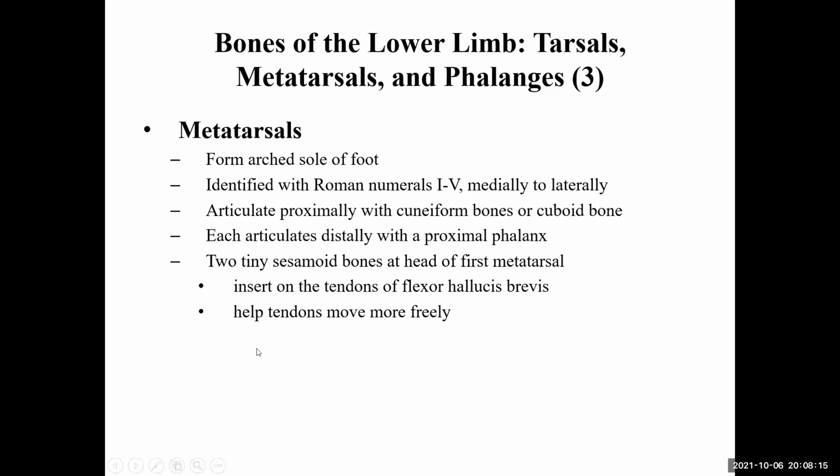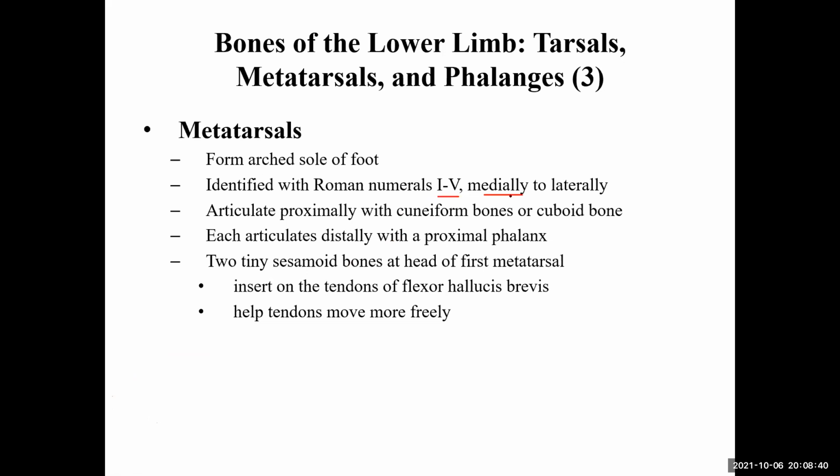All right, we label them the same way as we did in the hand. We use Roman numerals 1 through 5. We start medially with your big toe. So your big toe, the first metatarsal, is Roman numeral number 1. And then your second toe is 2, 3, and so forth and so on. And then your pinky toe is Roman numeral number 5.